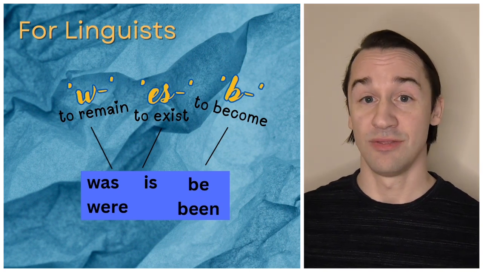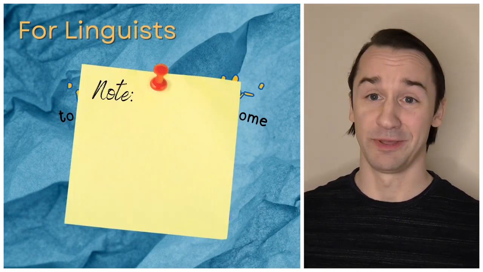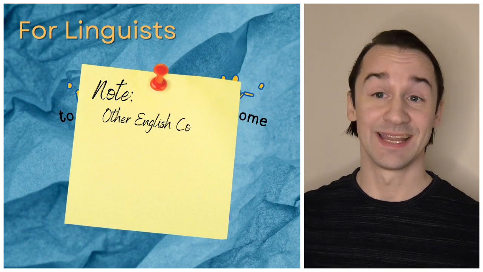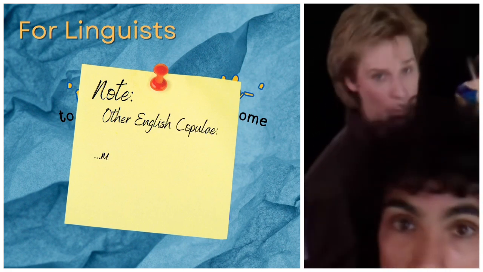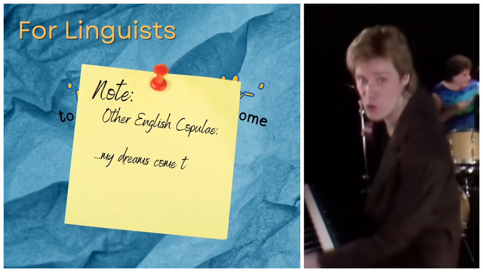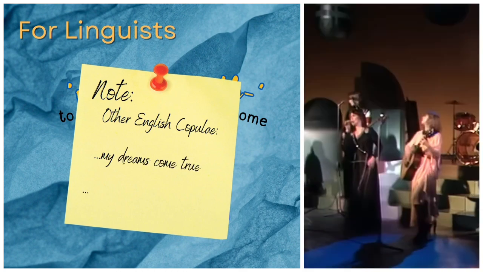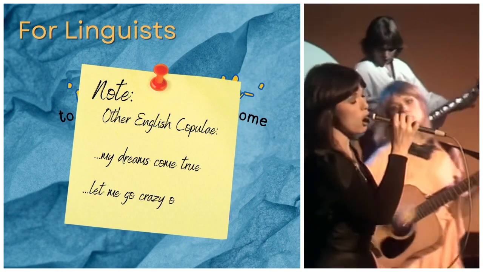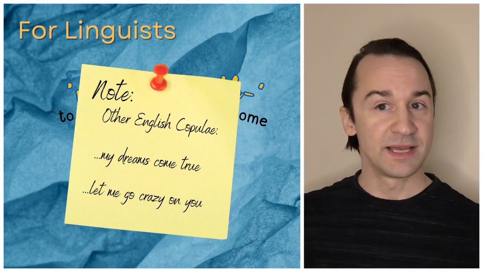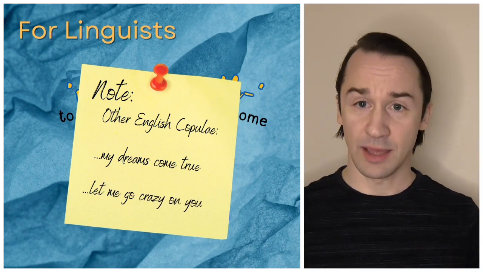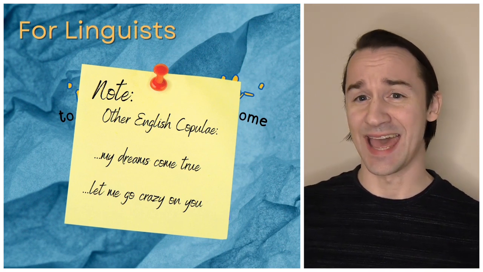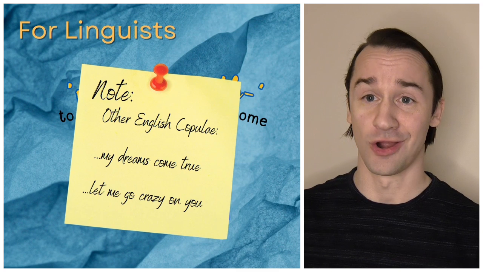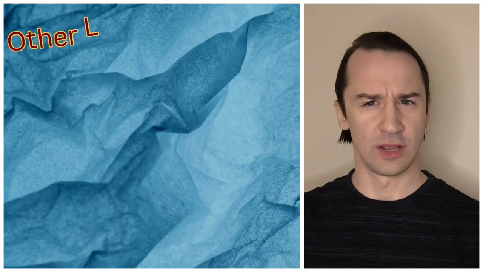Also, I have to point out that be isn't the only English copula. There are other verbs that connect the subject to the descriptor or complement, and because a lot of these copula phrases are idiomatic, there's almost no way to say exactly how many copula there actually are. But what about other languages?